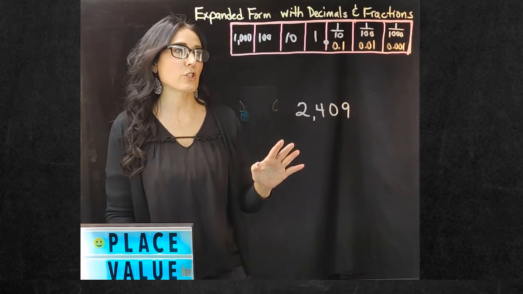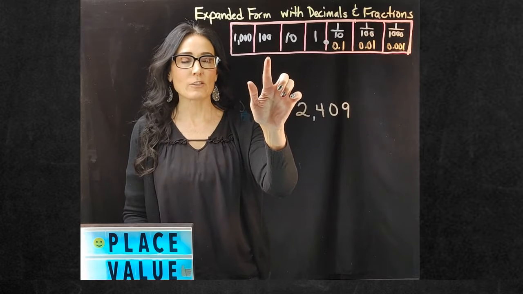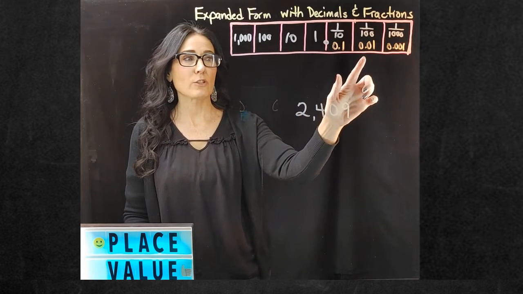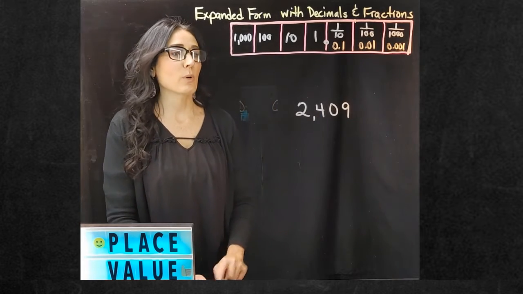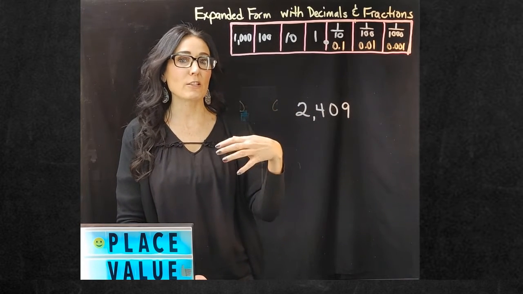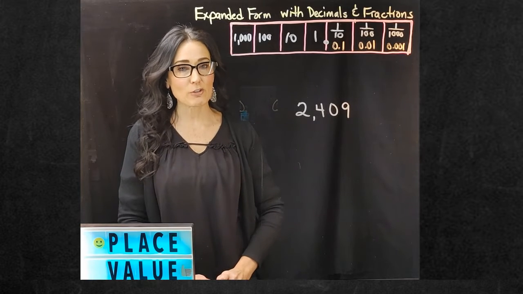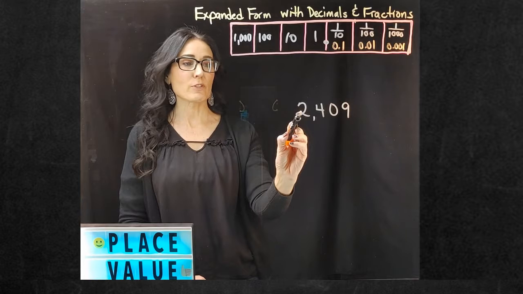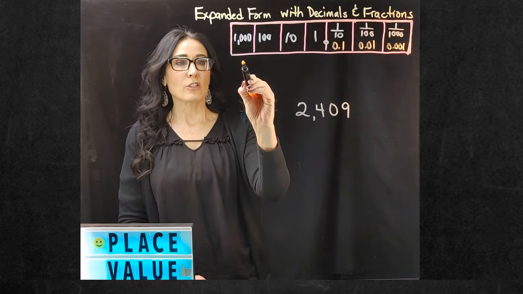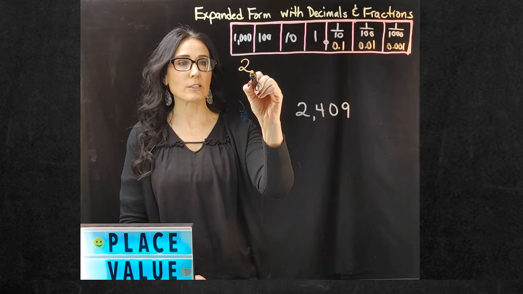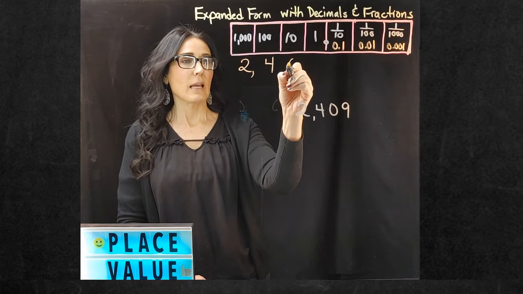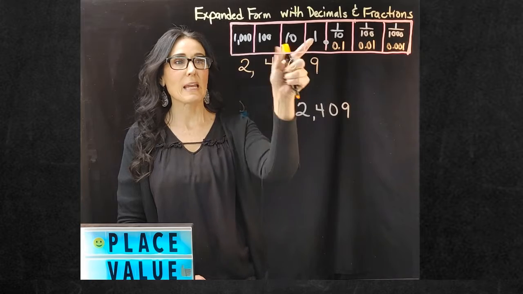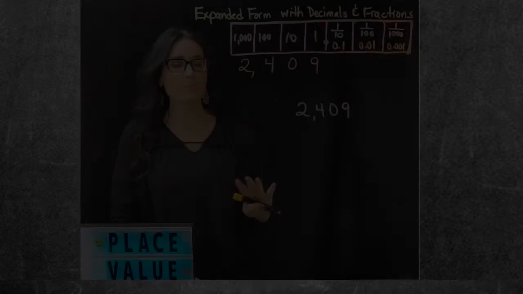So you'll notice here on our chart, we've got 1,000, 100, 10, 1. We have 1/10, 1/100th, and 1/1000th. So we're going to use that to help us make sure that we do the expanded form with decimals and fractions correctly. So let's go ahead and rewrite this number up here underneath our chart. Now I have 2,409. So I'm going to put the 2,000 below the 2,000, 400, and we have no tens and we have 9 ones. So we have 2,409 each underneath their place value.